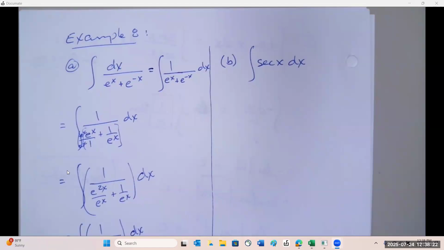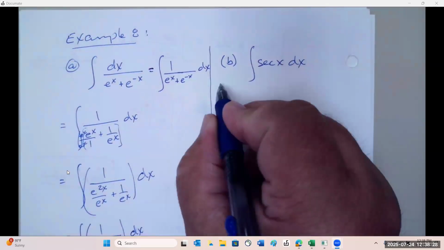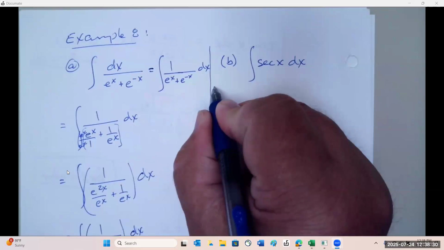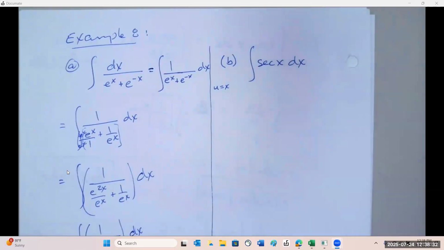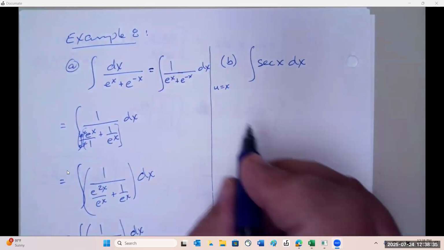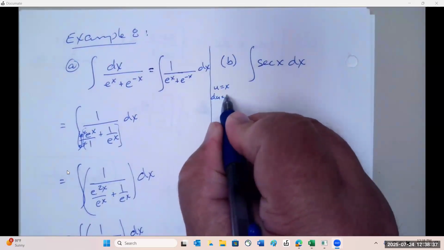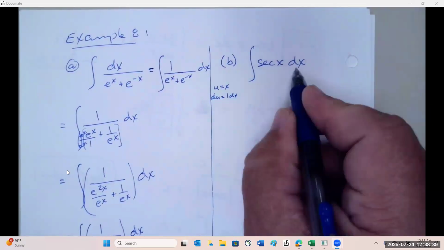This one's going to be a little bit more difficult to guess what we have to do next. So if we said our u was x, du would be 1 dx, which we have there.